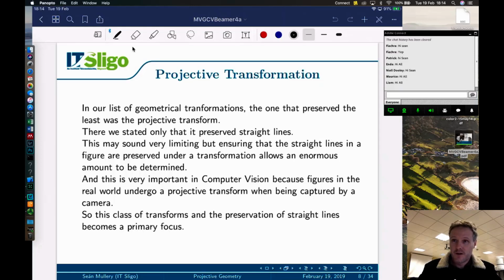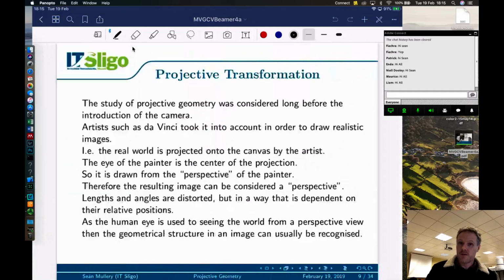And this is very important in computer vision because figures in the real world undergo a projective transform when being captured by a camera. So therefore, if the projective transform was not of much use, we would find that actually taking images of things was not particularly useful when it came to trying to reconstruct the world or otherwise. So this class of transforms and the preservation of straight lines becomes our primary focus then, even though it seems the most limiting of them.